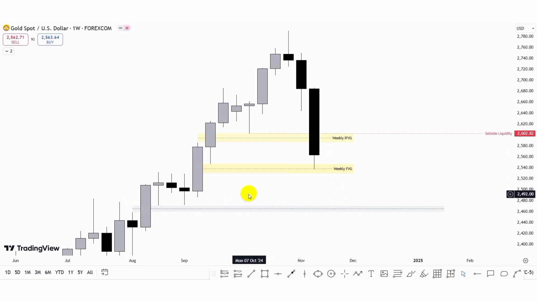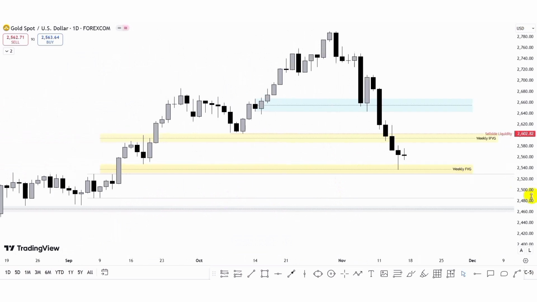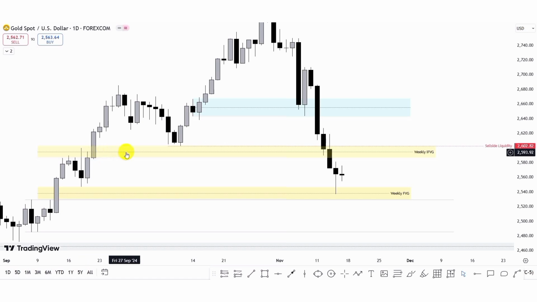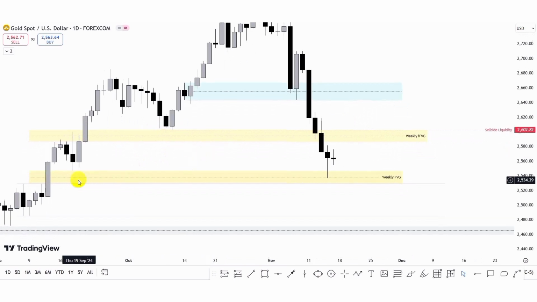So let's check the daily time frame. In the daily time frame, what we can see is we have the weekly fair value gap serving now as our inversion fair value gap. Price took out our sell side liquidity. So we can see the rejection price is facing within this fair value gap. Our price mitigated the main threshold, and then we have this rejection to the upside.